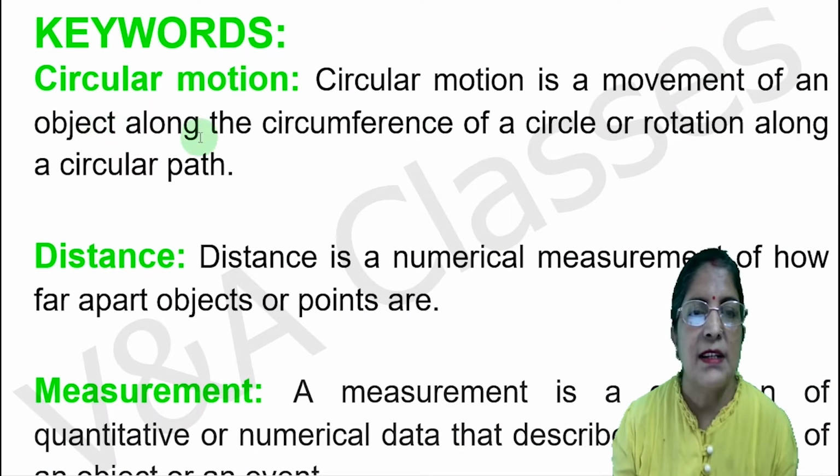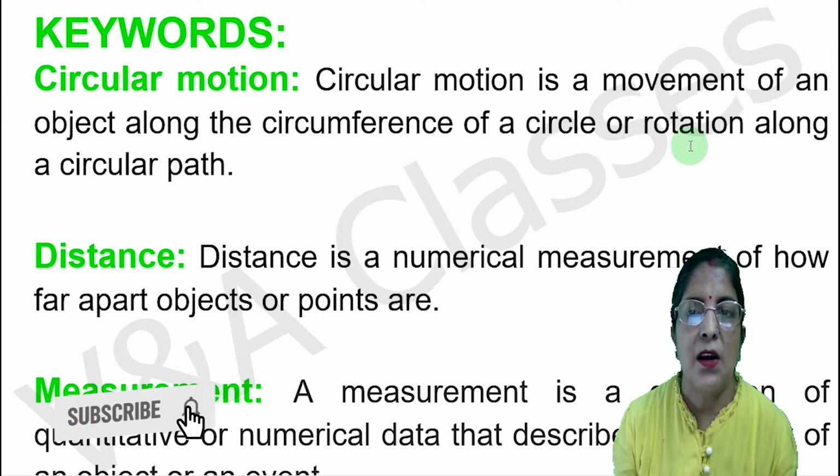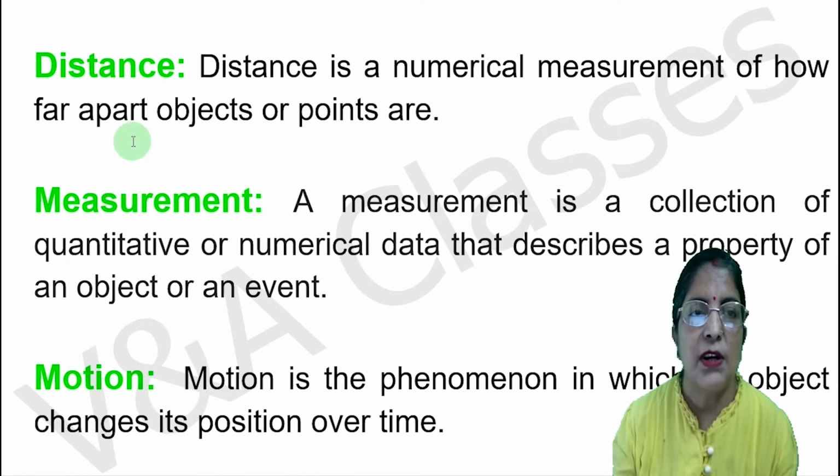First keyword is circular motion. Circular motion is a movement of an object along the circumference of a circle or rotation along a circular path. Next keyword is distance. Distance is a numerical measurement of how far apart objects or points are.